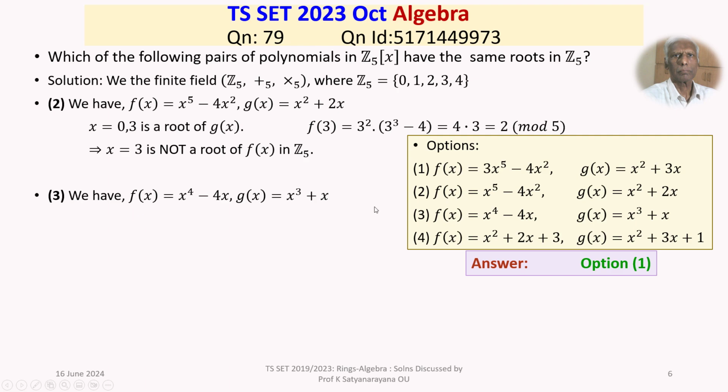Option 3, you take f(x) equal to x to the power of 4 minus 4x, g(x) equal to x cube plus x. And when you factorize, it is x into x.